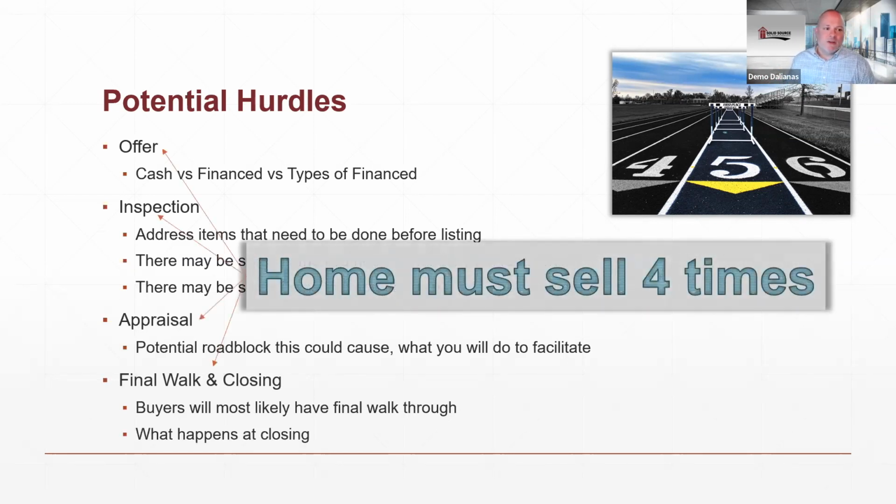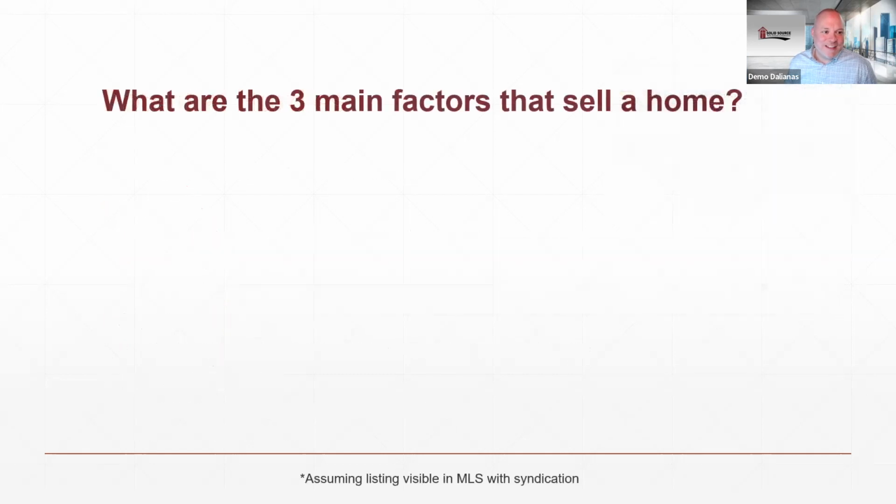And then what happens at closing. And the way to think about that, and you can say this to clients, is that we really have to sell this home 4 times: at the offer, at the inspection, at the appraisal, and then at the final walk and closing, right? So we're not done once we go under contract. I'm here for the entire process, and I'm going to help this home get sold 4 times. You may be able to phrase that a little differently, but that's that part.